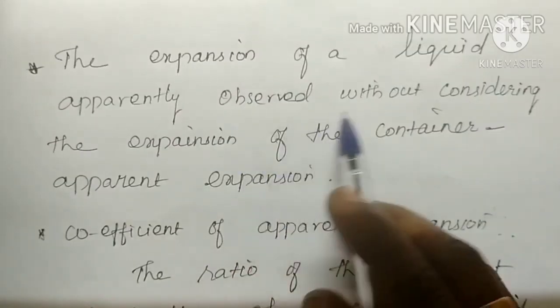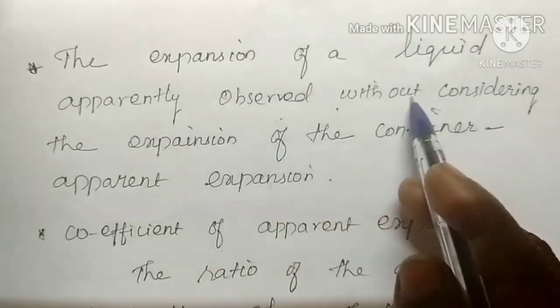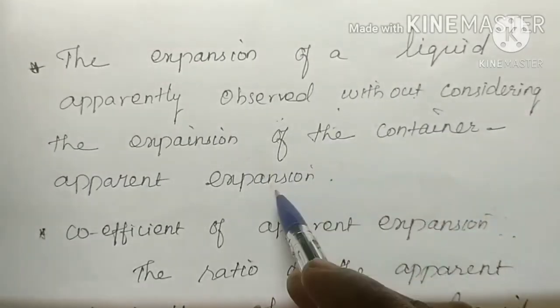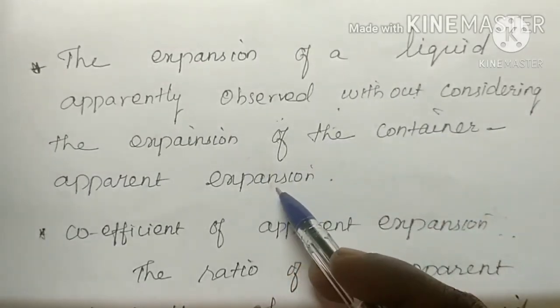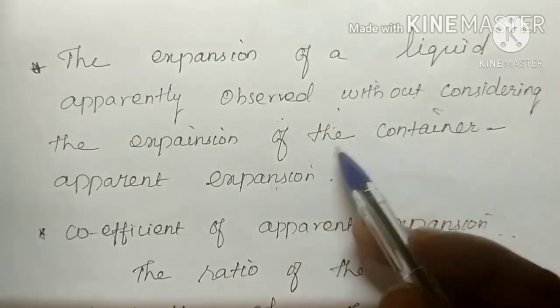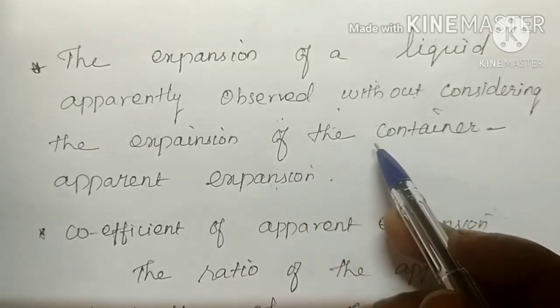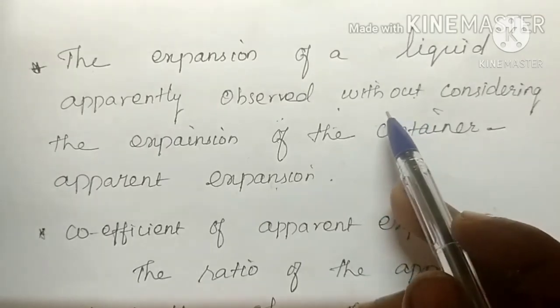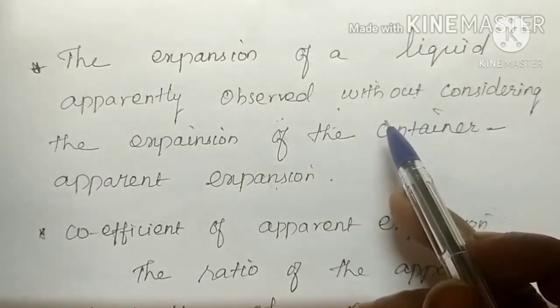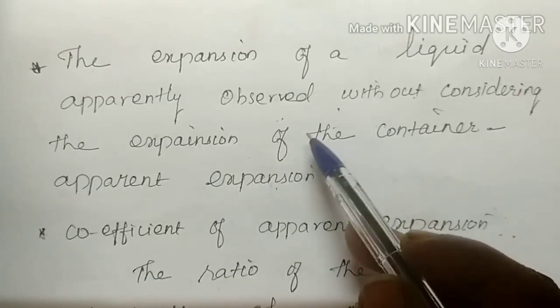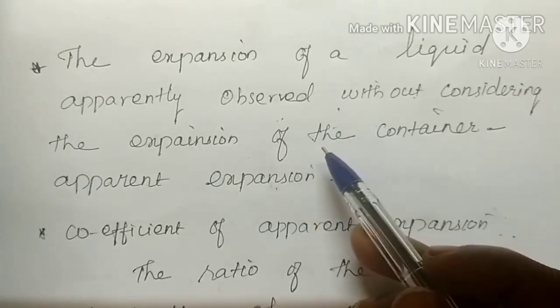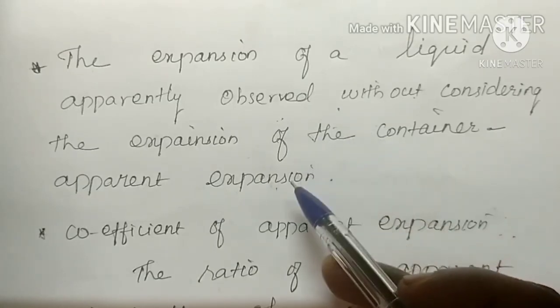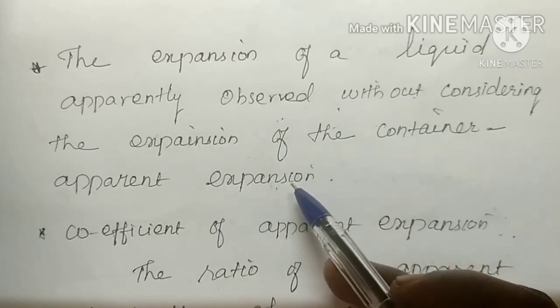So the expansion of a liquid apparently observed without considering the expansion of the container is called the apparent expansion. Usually we won't consider how much the container is expanding, is it? Only we will see how much this water has risen, how much this volume has increased. So we won't consider the expansion of the container. That type of expansion is called the apparent expansion.